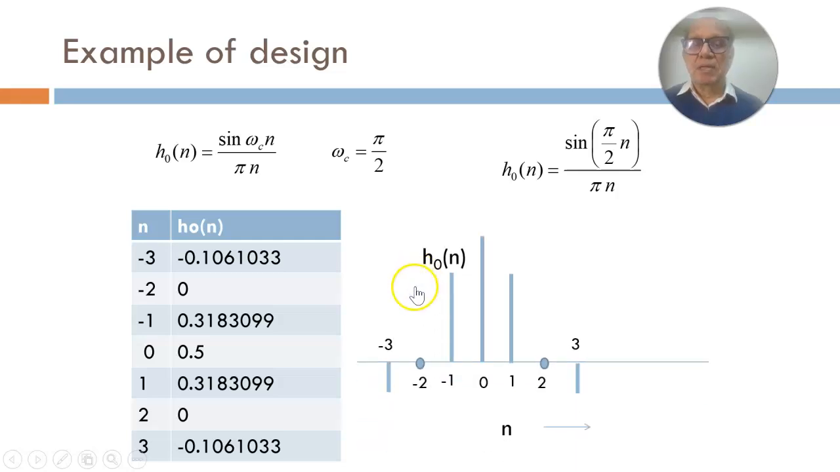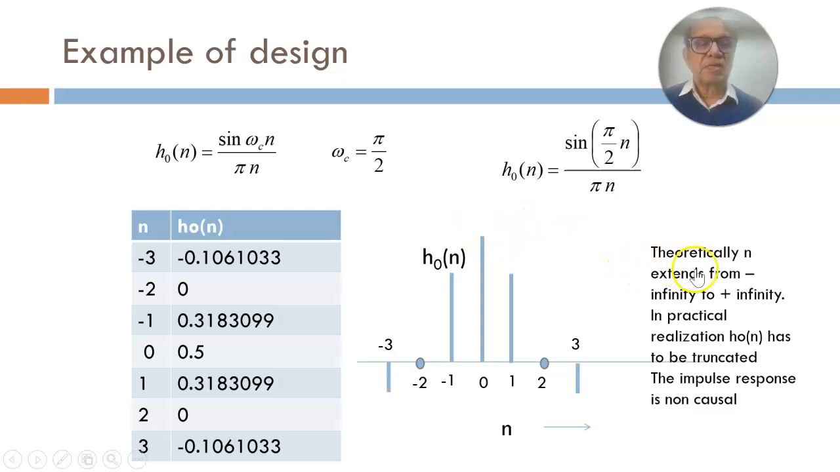Okay. So if you plot this, it will look something like this. H naught n, at n equal to 0, you get 0.5. Then at n equal to 1, you get 0.318, and so on. This is how it will look. And theoretically, this can extend to infinity. Of course, these coefficients will go on reducing as you increase n in both directions. But theoretically, you will require infinite coefficients. So theoretically, n extends from minus infinity to plus infinity. In a practical realization, h naught has to be truncated. That means you can use only a finite number of values.